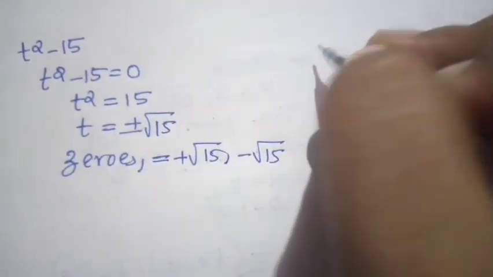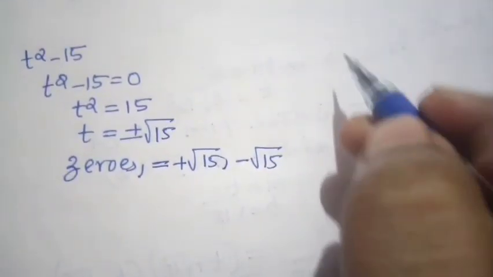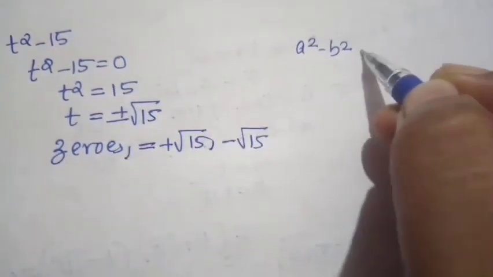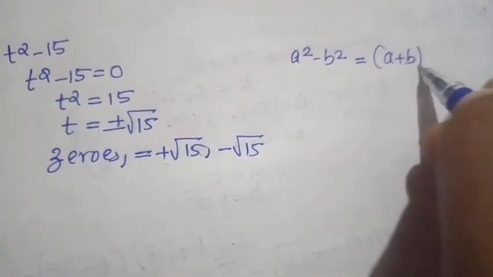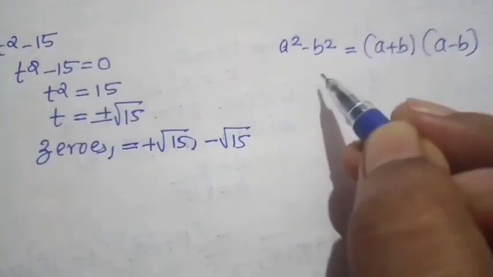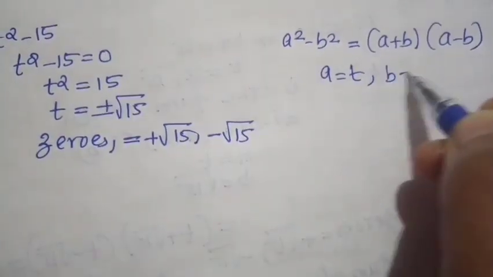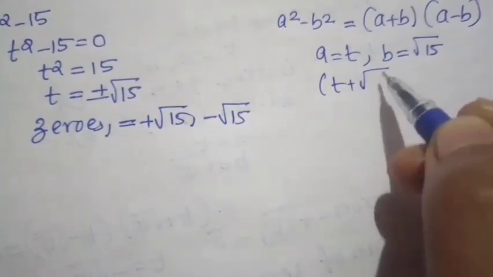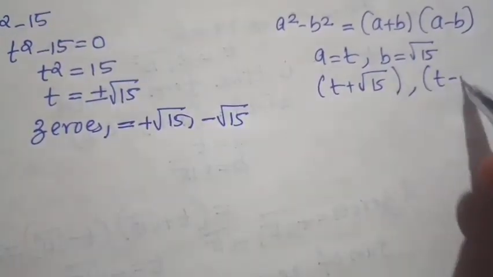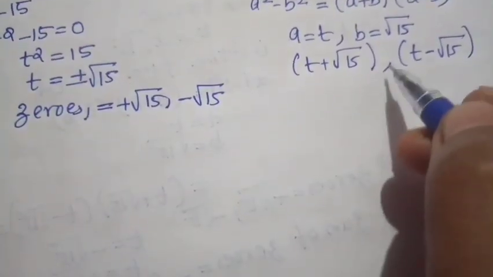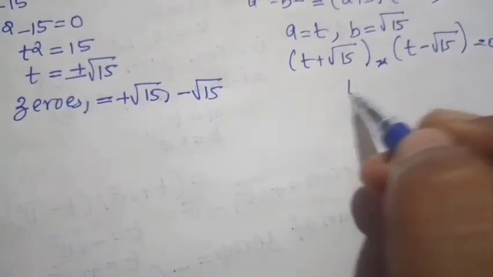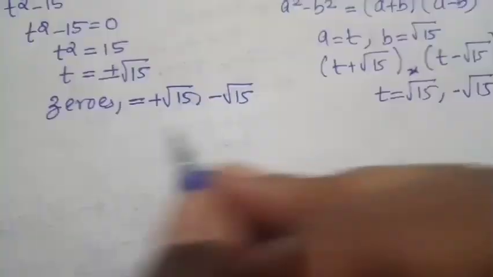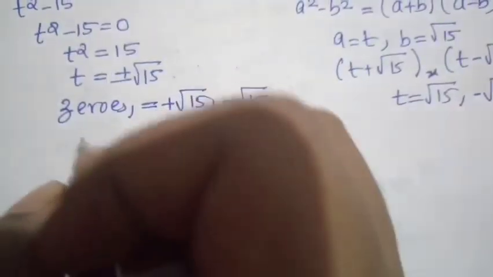Second method: we can find like this. t square minus 15 is of the form a square minus b square. A square minus b square is a plus b into a minus b. What is a here? t. And what is b here? Root 15. So we have t plus root 15 and t minus root 15. On equating this to 0, we get the same: t is equal to root 15 and minus root 15. So we got the two zeros, plus root 15 and minus root 15.